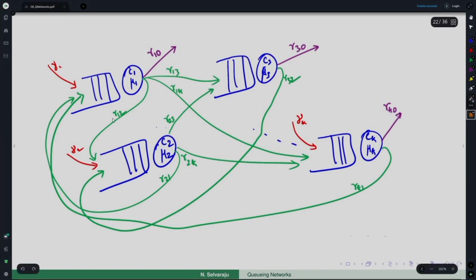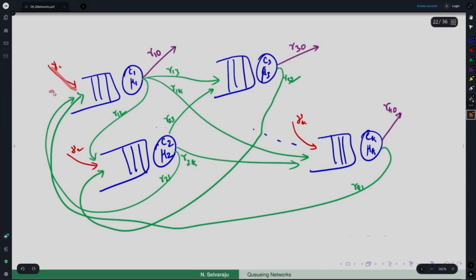That is what we have depicted here. For example, from here either it can go out or it can go to node 2, node 3 and node k possibly. There could be a number of nodes in between, it doesn't matter. So, this is a typical example that we have depicted. Just recall, this is the much more general open Jackson network.